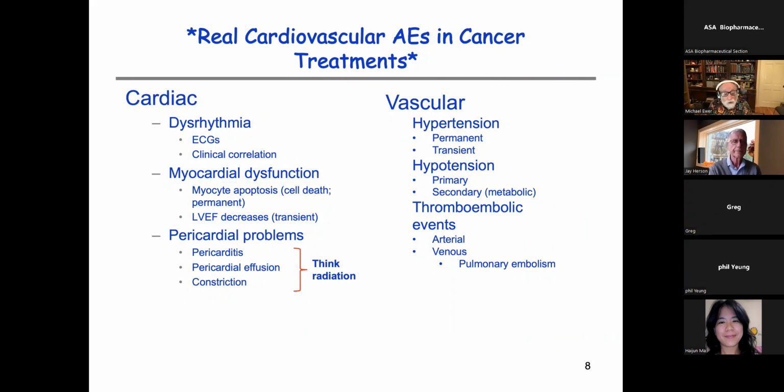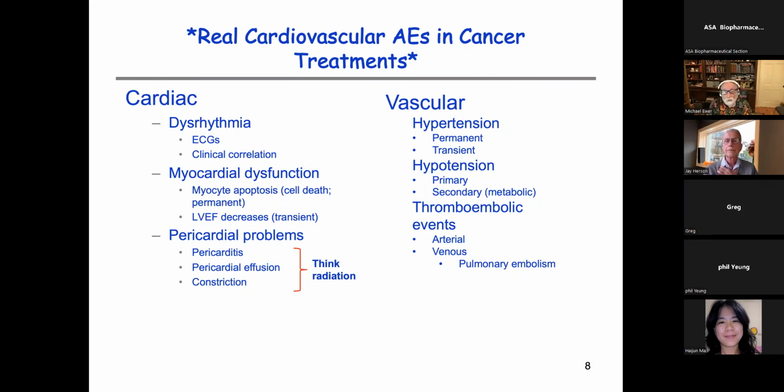We also think about pericardial problems, and pericardial problems are most commonly in the oncology setting the result of radiation, but they can also be the result of chemotherapy interventions. We can have acute pericarditis, we can have pericardial effusions that may lead to tamponade and require interventions, and we can also have constriction, which is a very serious problem and sometimes amenable to surgery. So on the cardiac side, we have dysrhythmia, myocardial dysfunction, and pericardial problems.